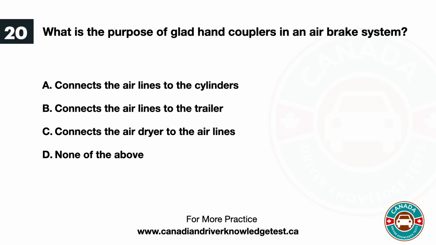Question 20. What is the purpose of glad hand couplers in an air brake system? A. Connects the air lines to the cylinders. B. Connects the air lines to the trailer. C. Connects the air dryer to the air lines. D. None of the above. The answer is B. Connects the air lines to the trailer.